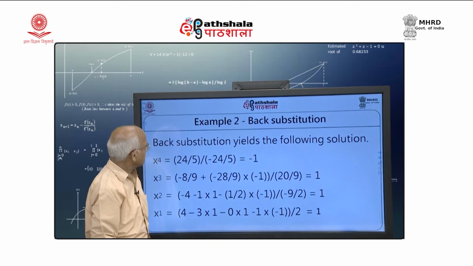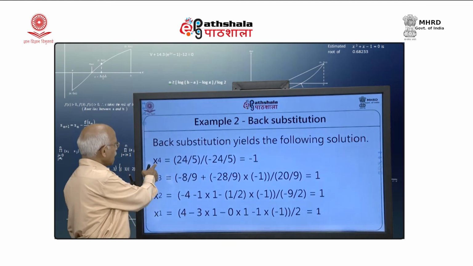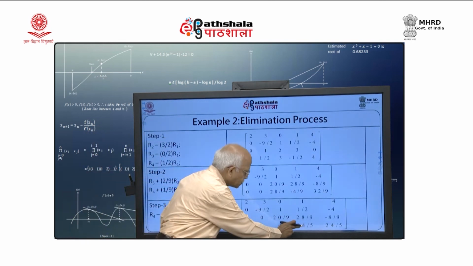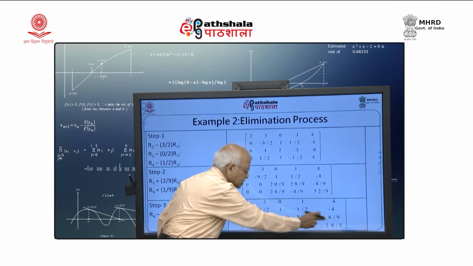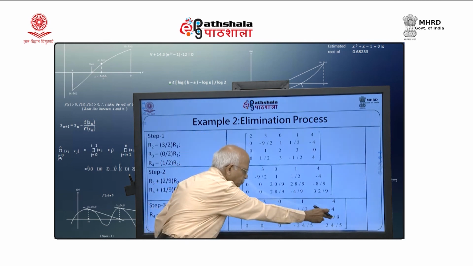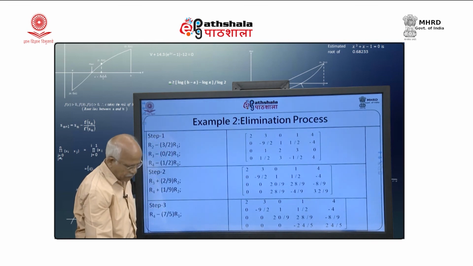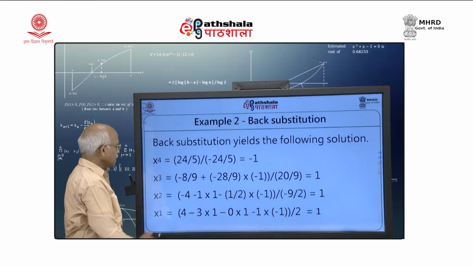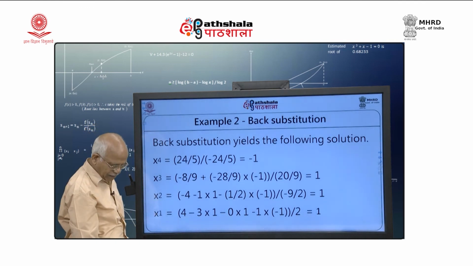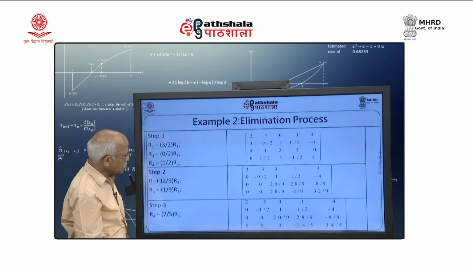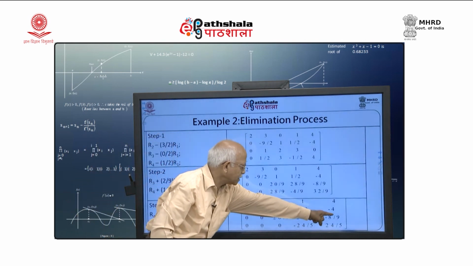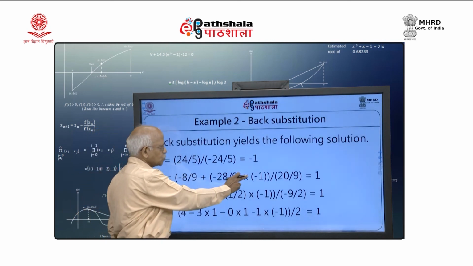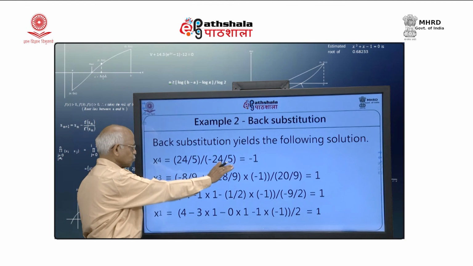So, I will get now a new system, which is an upper triangular system of equations. Once I get that, I can compute x4 from here. So, this is minus 24 by 5 into x4 equal to this. So, x4 will be equal to 24 by 5 divided by 24 by 5. So, minus 1 I will be getting. x3 will be equal to minus 8 by 9. Why minus 8 by 9? Because here we have got 8 by 9, minus 8 by 9, and then you are subtracting the remaining part here, minus 28 by 9 into minus 1. So, I will get 1.